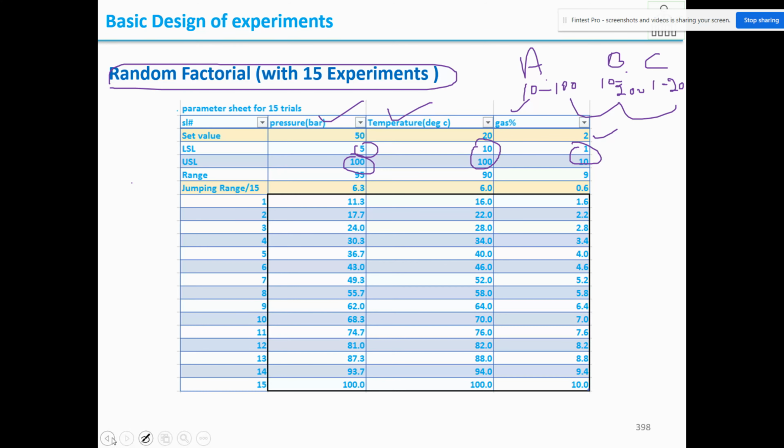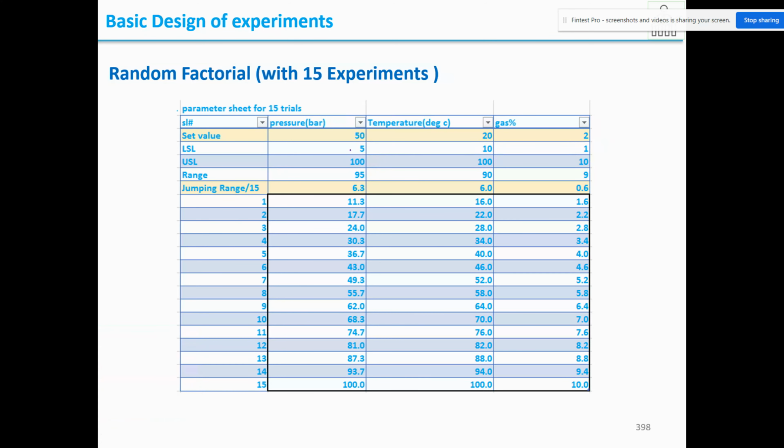Now what they have done here is they have divided the range. 100 minus 5, 95 is the overall jump that we can do for the pressure change. Then 90 is the overall jump for the temperature change. Then 9 is the overall jump for the gas percentage change. Now they have calculated the jumping range. 95 divided by 15 gives a ratio of 6.3. 90 divided by 15 is 6, and 9 divided by 15 is 0.6.